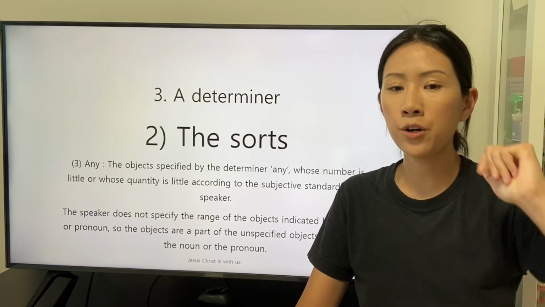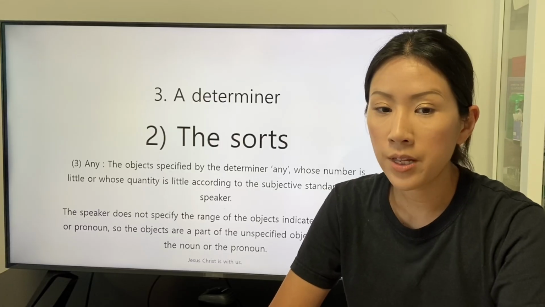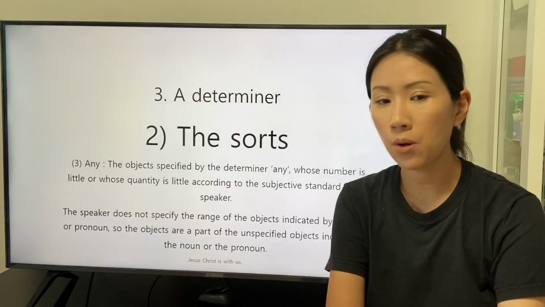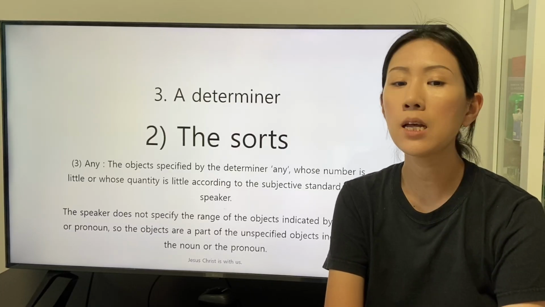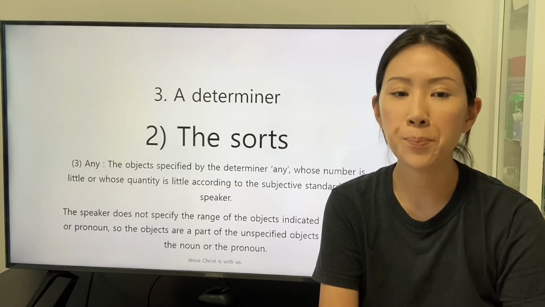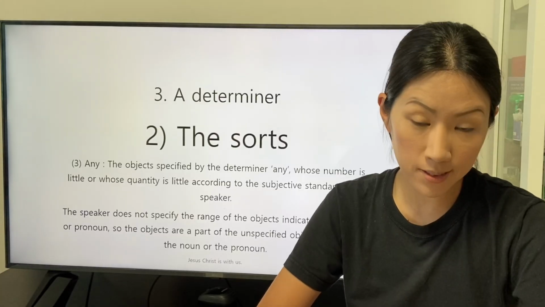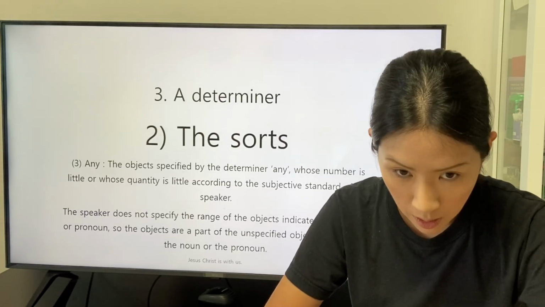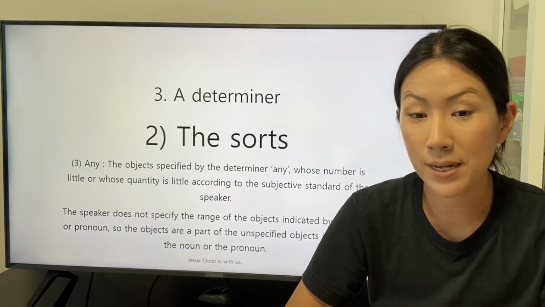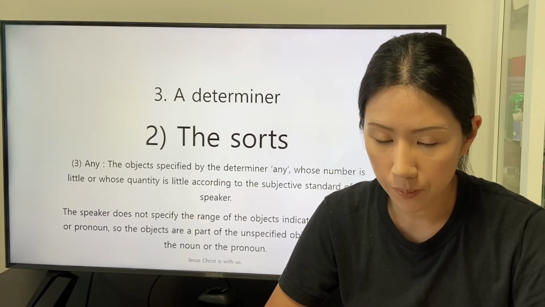The third sort of the determiner is the determiner any. The object specified by the determiner any is one whose number or quantity is little according to the subjective standard of the speaker. The speaker does not specify the range of the object indicated by the noun or pronoun. So the objects are a part of the unspecified object indicated by the noun or the pronoun.